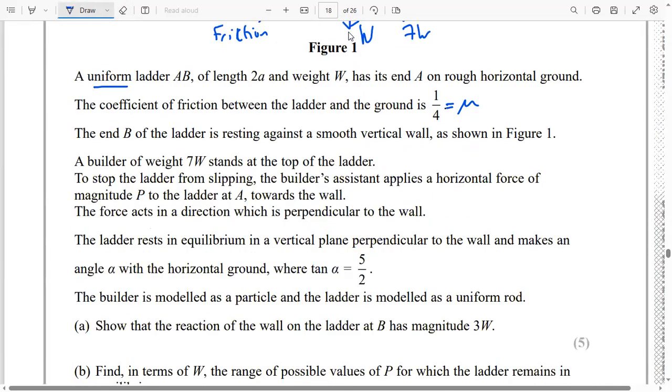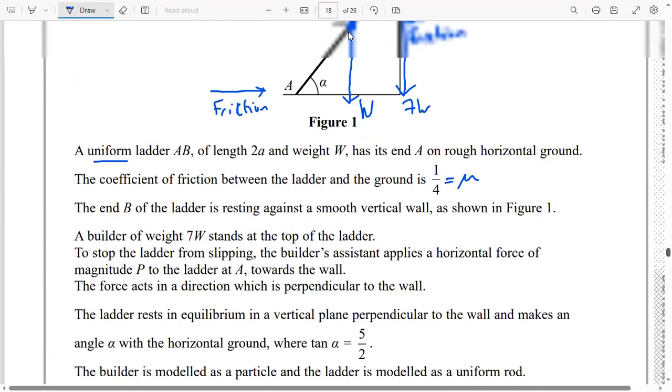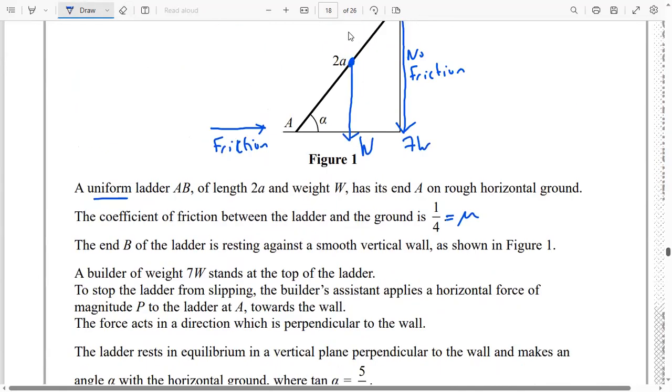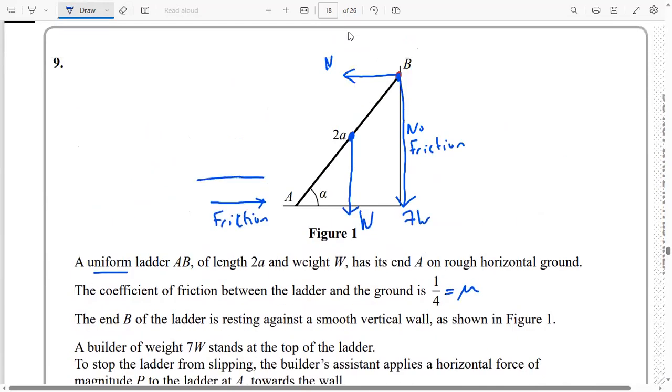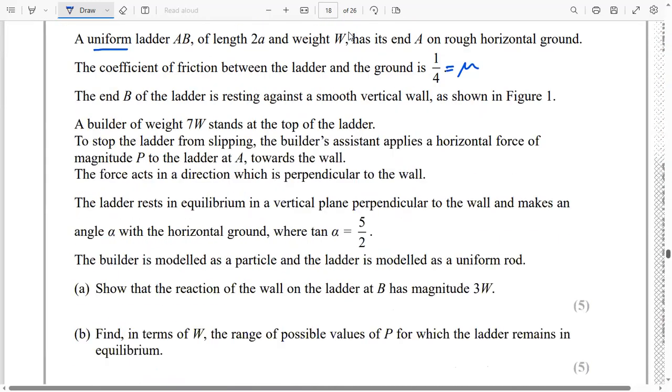To stop the ladder from slipping, the builder's assistant applies a horizontal force of magnitude P to the ladder at A towards the wall. So we've got this force P, acting at A, going towards the wall, and that's the force we're adding. The force is in a direction which is perpendicular to the wall.